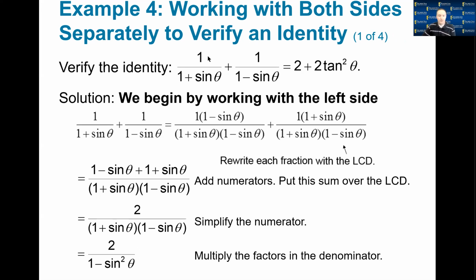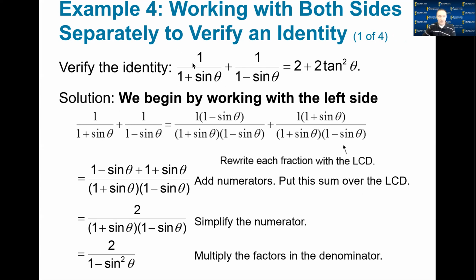For our next one here, again, it's a similar type of problem. I have 2 fractional expressions with trigonometry in them, 1 over 1 plus sine theta plus 1 over 1 minus sine theta. And my goal is to make this equal the right-hand side, which is 2 plus 2 tangent squared theta. Okay, I'm going to work with the left-hand side. Why? Because it's more complicated.